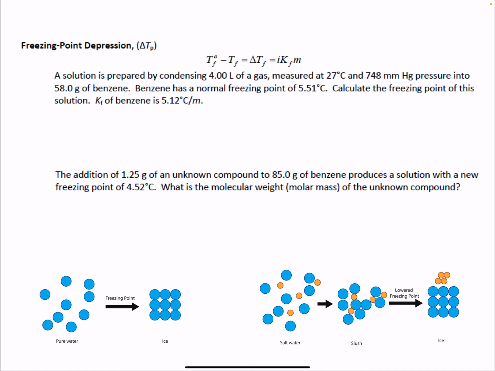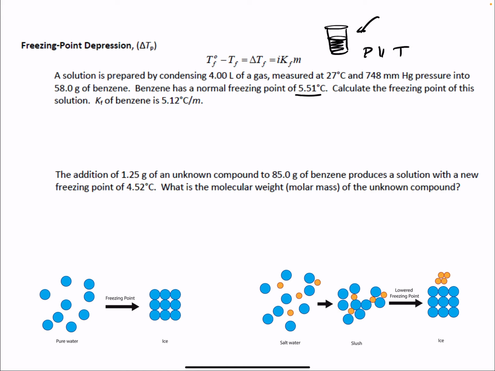All right, so we're preparing a solution, condensing 4 liters of gas, at some temperature and pressure, into benzene. Benzene has a normal freezing point of 5.51 degrees Celsius. Calculate the freezing point of the solution. So we have a thing of benzene, and we're starting to dissolve something in it. It doesn't matter what it is, as long as it's molecular in this case, so i equals 1. And in the previous problem for the boiling point elevation, you were just given the grams of ethylene glycol, so you could calculate the molality. This one's more fun because you're given pressure, volume, and temperature.